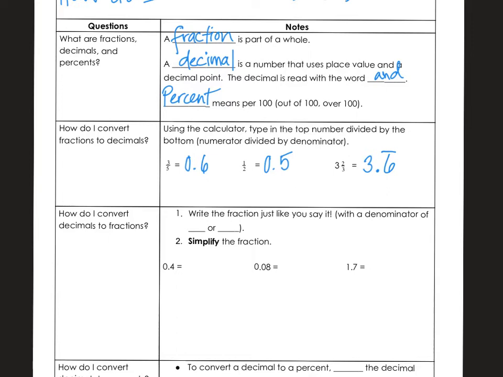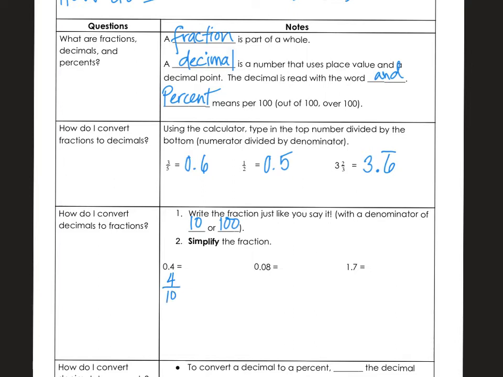Okay, now we're going to convert decimals to fractions, and you can do that by writing the fraction just like you say it, with a denominator of 10 or 100, and then simplify the fraction. So let's go ahead and fill in those blanks. So 10 or 100. Alrighty, so for this first one, we have 0 and 4/10. Okay, so we're going to write it as we're saying it, so 4/10.